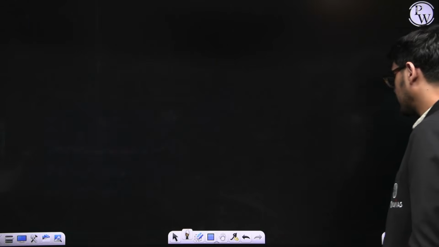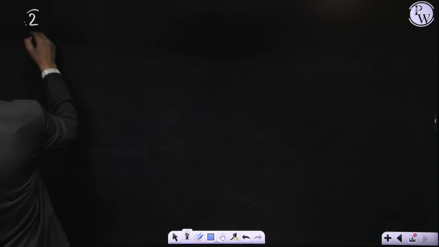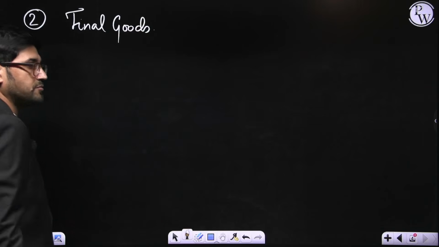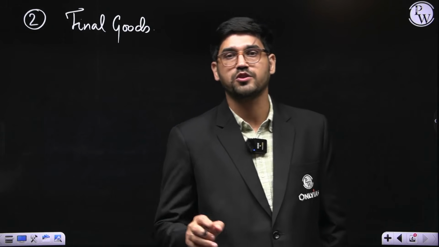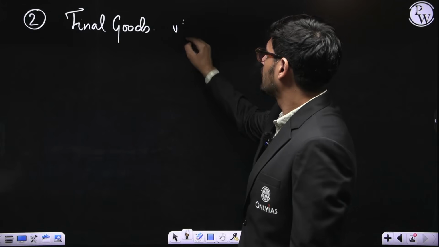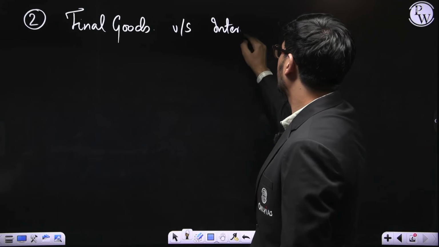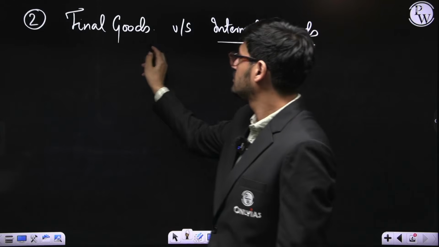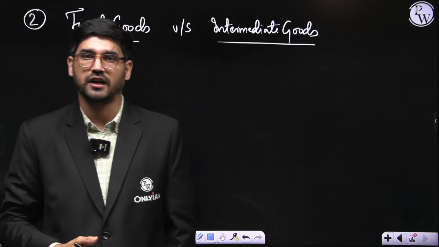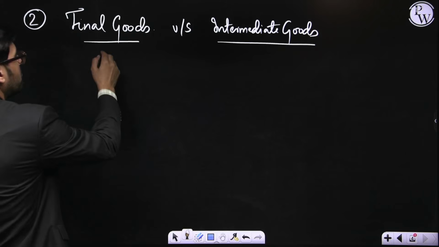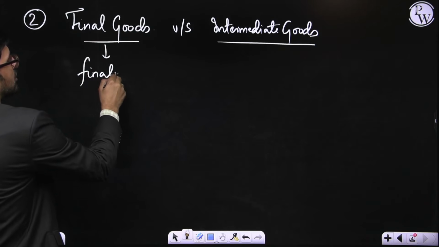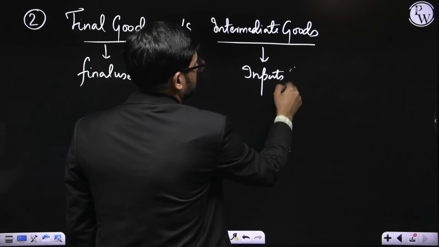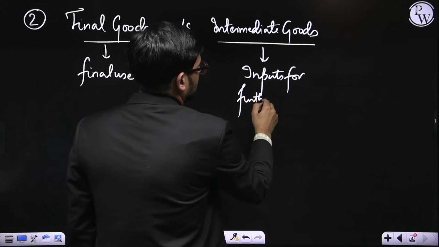Now, what is the implication of this term? When we say final goods, what do we mean? In economics, there is a classification of goods: final goods versus what we call intermediate goods. The difference between the two, when you just write it down, is very simple to understand. Final goods are those goods which are meant for final use, while intermediate goods are those goods which serve as inputs for further production.